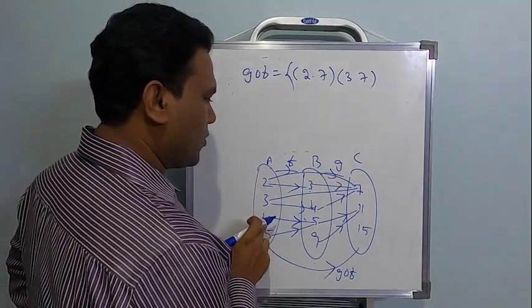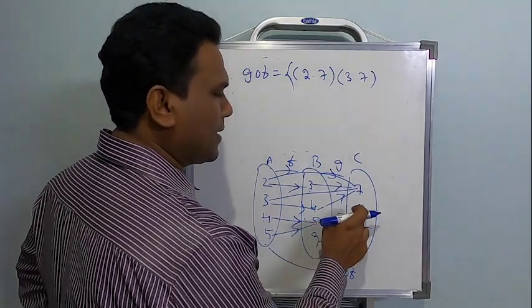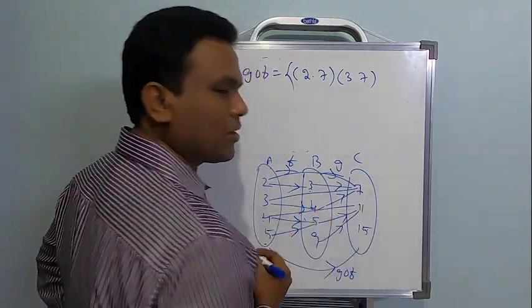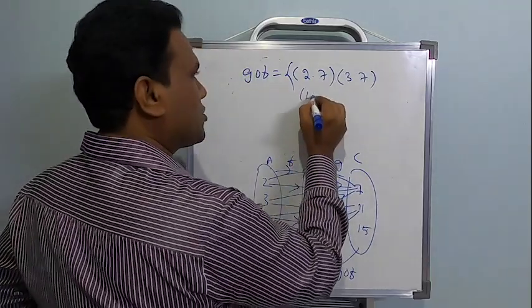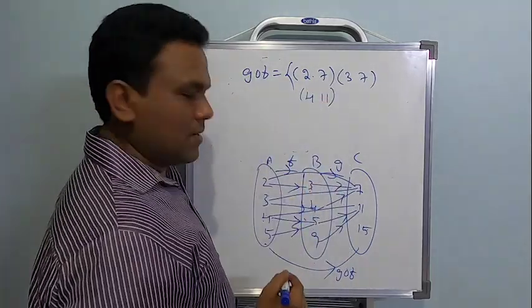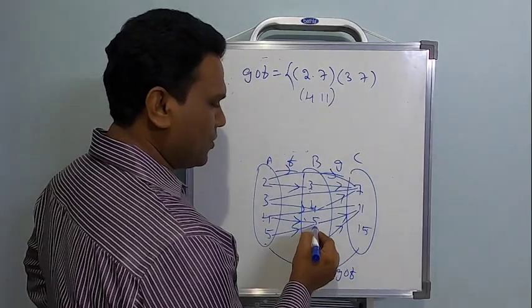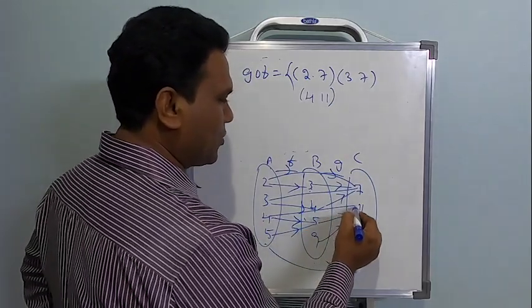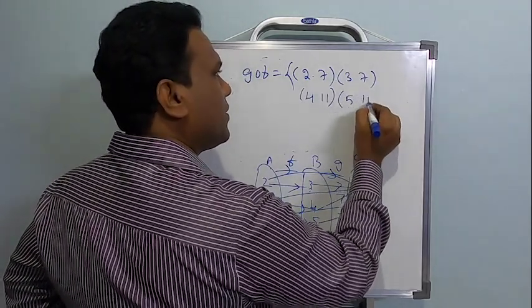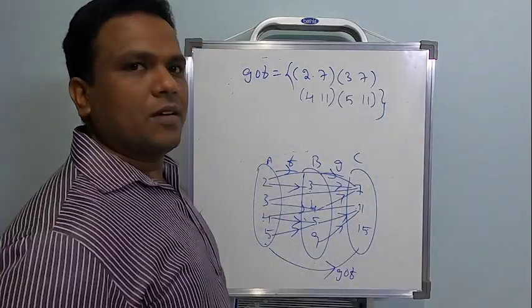Look at the next one. 4 is related to 5, and 5 is related to 11. Therefore 4 is related to 11. So my next ordered pair is (4, 11). And the next, 5 is related to 5, and again 5 is related to 11. So it's going to be (5, 11).